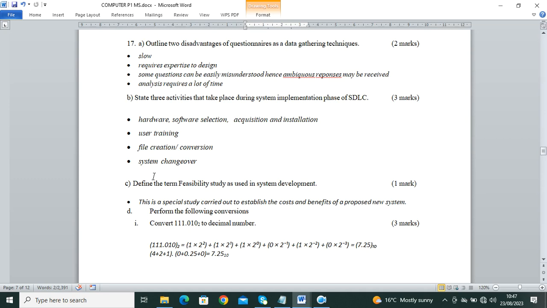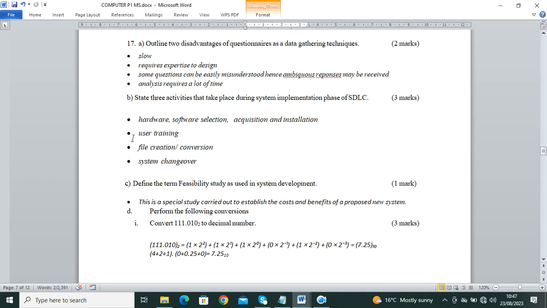Define the term feasibility study as used in system development. So feasibility study is actually the study of cost against the benefits. If the benefits are more than the cost, then you go for the system. If the cost is more than the benefit, then you leave the system.